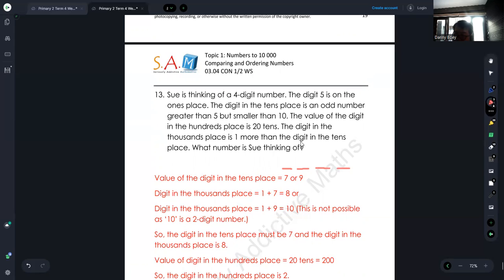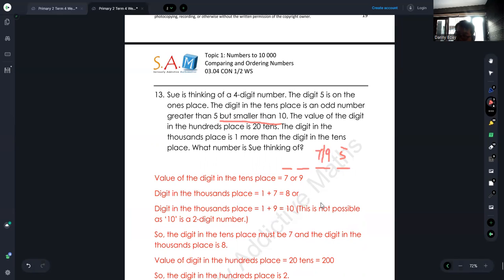So tell them that this one requires guessing. They may have to do it a few times. So digit 5 is on the ones place. This is quite clear cut, confirmed. The digit in the tens place is an odd number. So odd number means what? Odd number can be 1, 3, 5, 7, and 9. However, it says here greater than 5 but smaller than 10. So 1, 3, 5 are out, right? Left 7 and 9. So it's either 7 or 9.